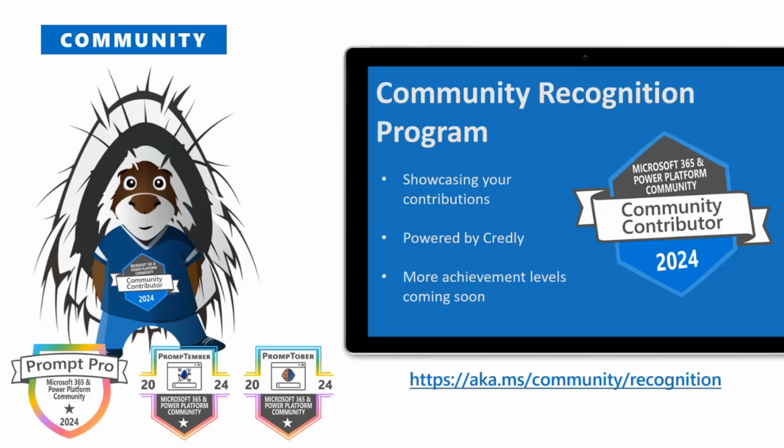And guess what? It's September, and that means it's Promptember. So you can get in on our prompt repos for Copilot and Power Platform, and you get a special Prompt Pro badge and the one-time limited-only Promptember badge during the month of September. And if you get all three, you can get in on Promptober. So absolutely free. Opt in at aka.ms/community/recognition. If you're already opted in, all you've got to do is start contributing.